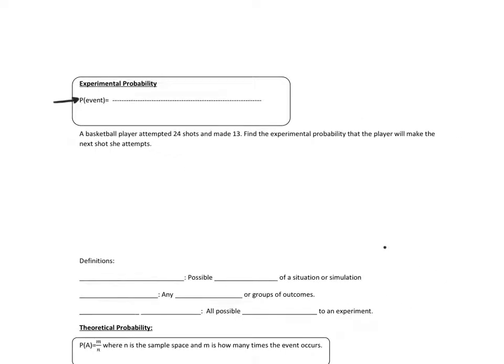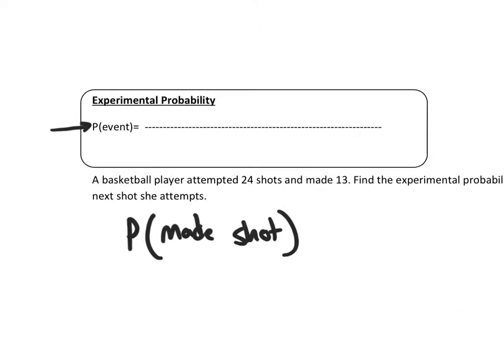So what we're going to look at here is a basketball player attempted 24 shots and made 13. Find the experimental probability the player will make the next shot that she attempts. So this one's going to be the probability of a made shot. And so the way to calculate this is just like any other type of probability, to where the probability is the number of times the event occurs divided by the number of trials. This is what we'll use on all the different examples.